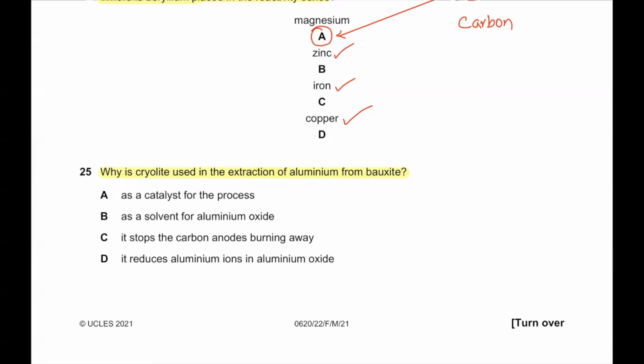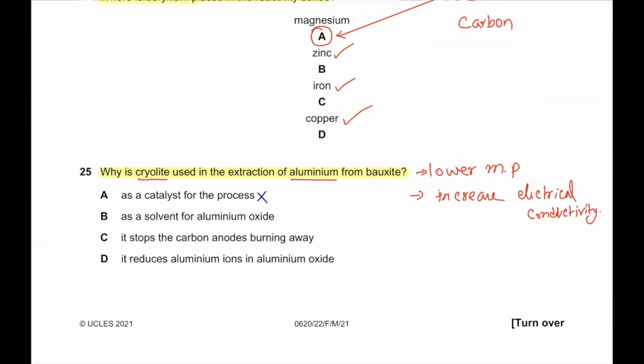We know cryolite is added in aluminium oxide ore to lower the melting point, and another use is to increase electrical conductivity. We know that aluminium oxide by itself is not a good conductor of electricity. So keeping that in mind, is it used as a catalyst for the process?